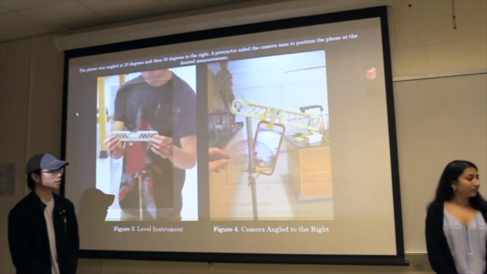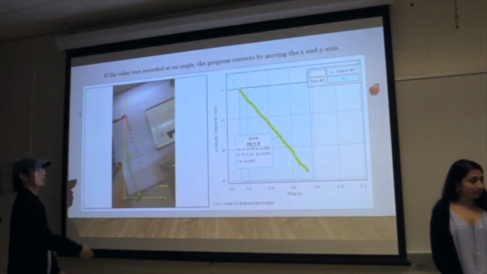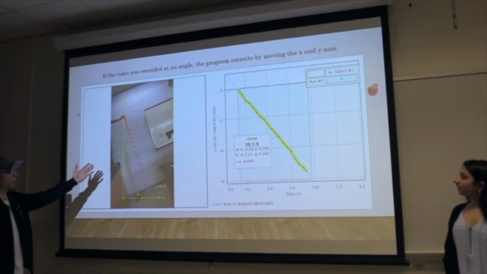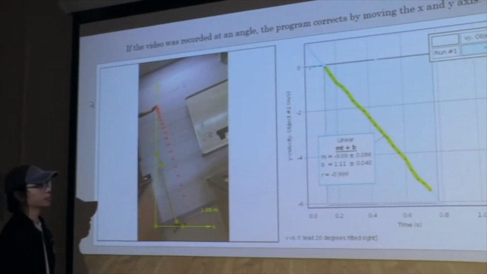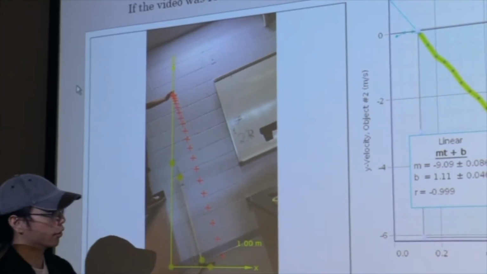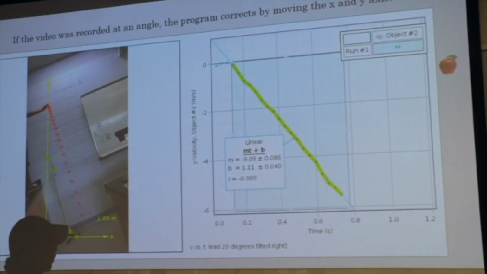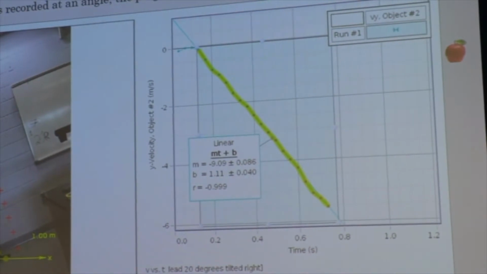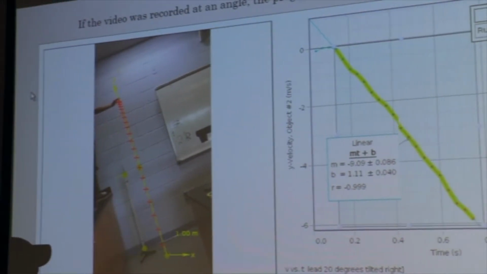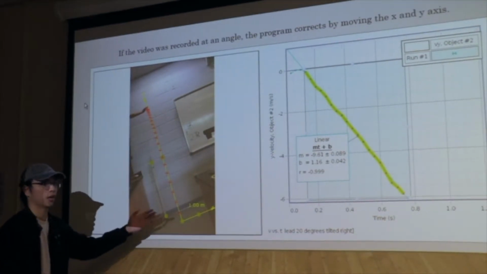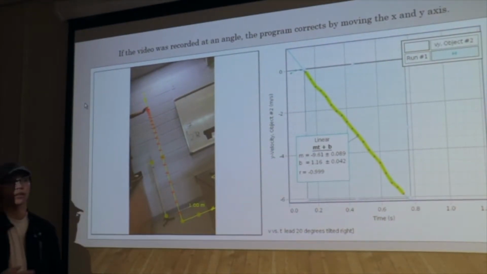Next slide. And so what we found from our tilted camera was that it positioned our video like this. When we calculated the acceleration due to gravity, we got a very low number of -9. We could actually fix this issue in Pasco by adjusting the scale to match with the vertical displacement.